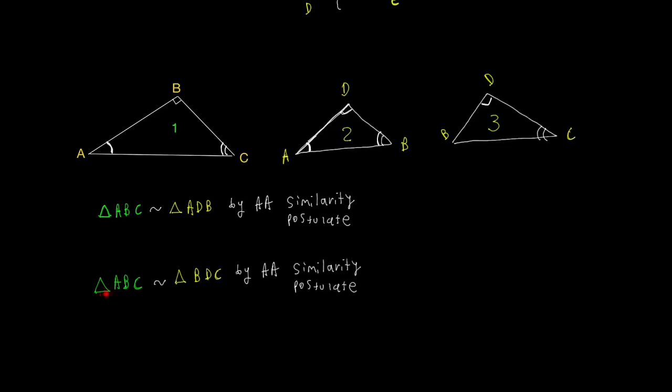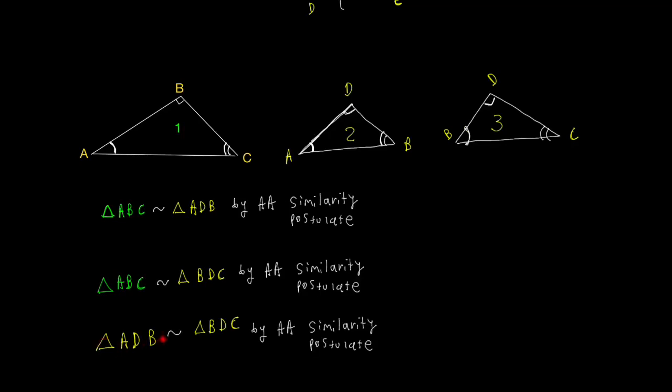Next, I can claim that triangle ABC, the original, is similar to triangle BDC by the same thing, by the AA similarity postulate. Because again, you can see that they both share angle C, and then they both share a 90-degree angle. So if two angles of a triangle are congruent to two angles of another triangle, then by the AA similarity postulate, these two triangles are similar. And for similar figures, corresponding angles have to be congruent, which means that angle A is congruent to angle B, so B also has one tick mark.